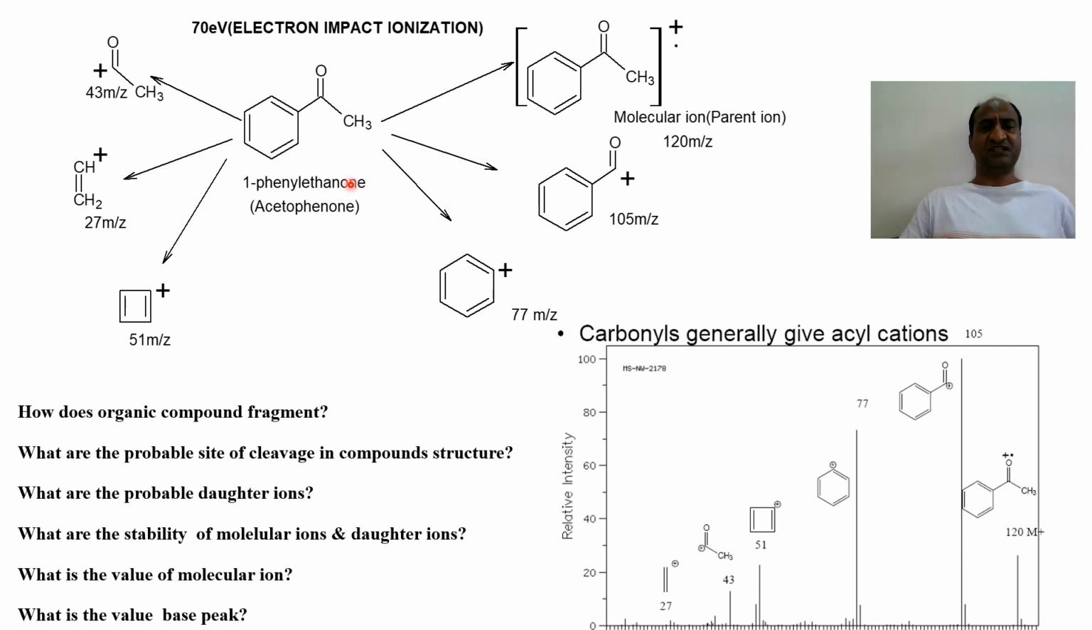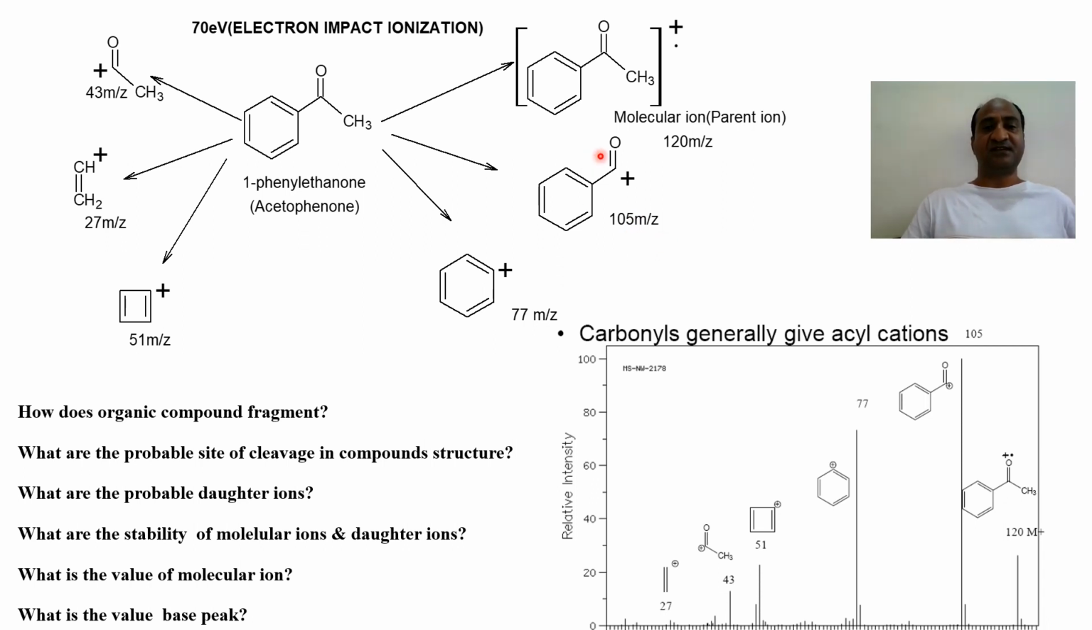Next, cleavage takes place from this position, that is, CH3 is removed. So you get a benzene ring CO plus, that is 105, an acyl cation. These acyl cations are common fragments in aryl aldehydes and ketones. Carbonyls generally give acyl cations, so this 105 peak can give you a basic idea that your compound may be an aldehyde or ketone.